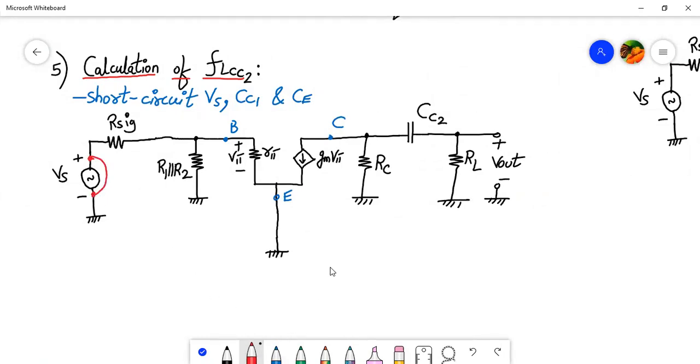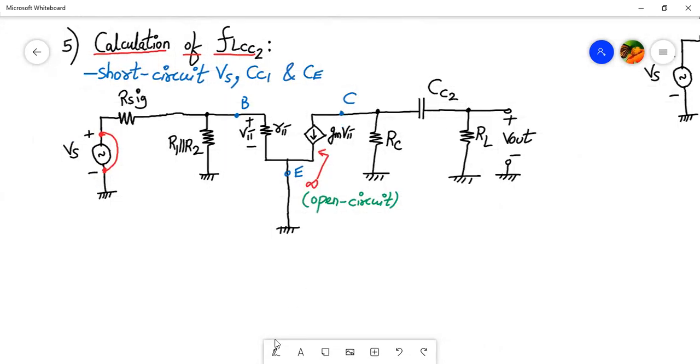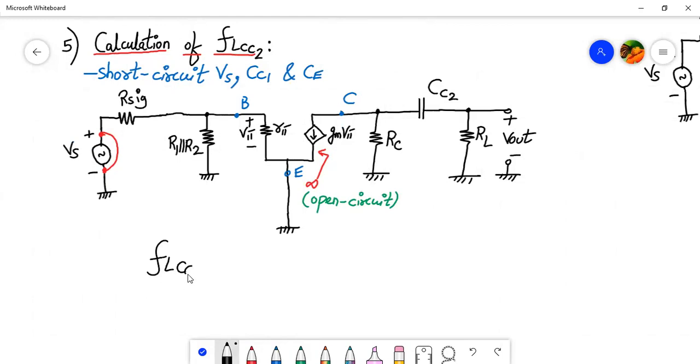So VS source is equal to 0 and the impedance offered by this current source is again infinite. That means it will be replaced by an open circuit. If that happens, the entire left part from the emitter base circuit is gone. It's open circuited, right? So what is left with us now? Here, if I want to write the formula of FL of CC2, it will be given by, can anyone tell me directly? 1 divided by 2 pi into R equivalent into CC2, correct?